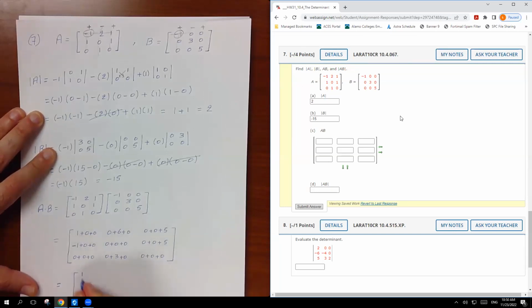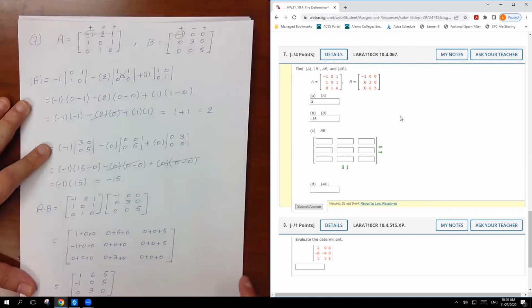One, this is 6, this is 5, -1, this is 0, and here is also 5. This is 0, 3, and 0.